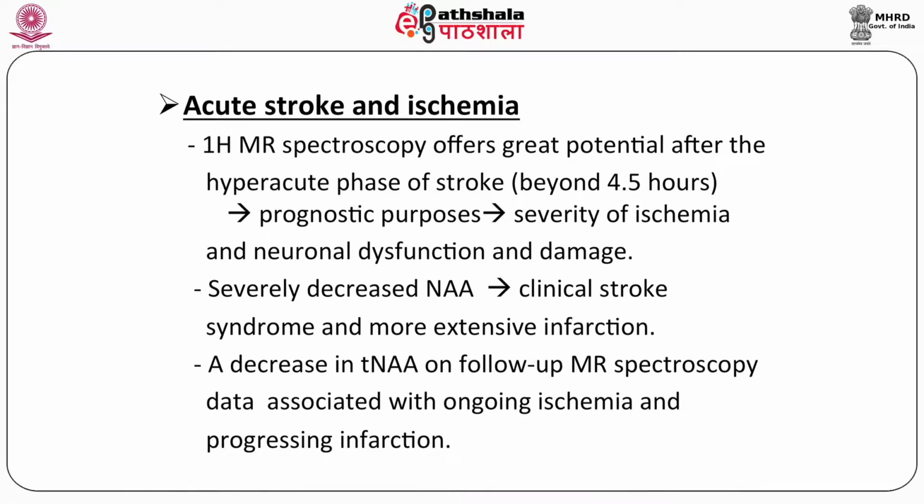Now let us talk about the role of MRS in acute stroke and ischemia. The proton MR spectroscopy offers great potential after the hyperacute phase of stroke, which is beyond 4.5 hours, to assess several key characteristics of ischemic brain for prognostic purposes, such as the severity of ischemia, neuronal dysfunction and damage. Severely decreased NAA appears to be related to clinical stroke syndrome and more extensive infarction. A decrease in NAA on follow-up MRI spectroscopy data has been shown to be associated with ongoing ischemia and progressing infarction.